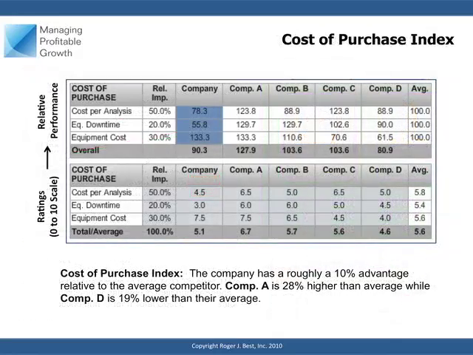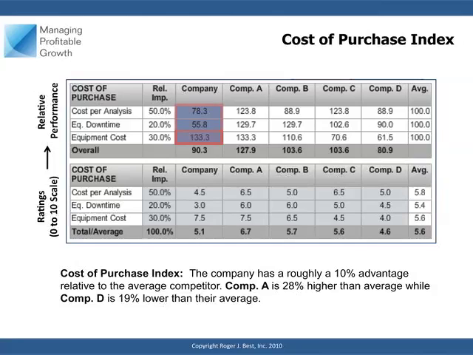We can use the same measurement methodology we used in Part 1 for creating a cost of purchase index. While the process is the same, keep in mind a lower rating means a lower price or lower cost of ownership. A rating of 5 would indicate average price or average cost to own. For our sample company, the equipment cost is 33% higher to the average competitor's equipment price.